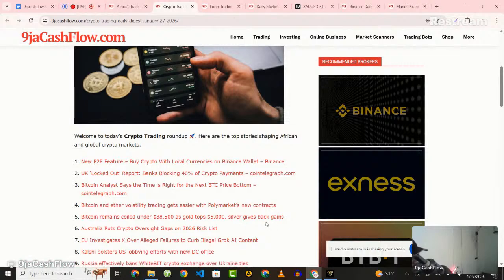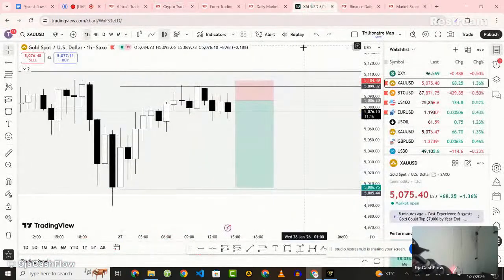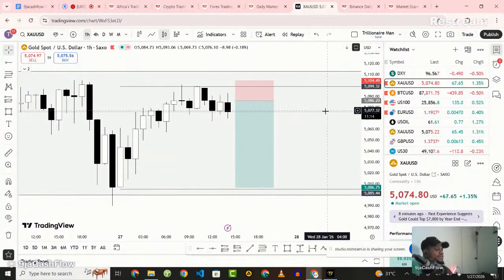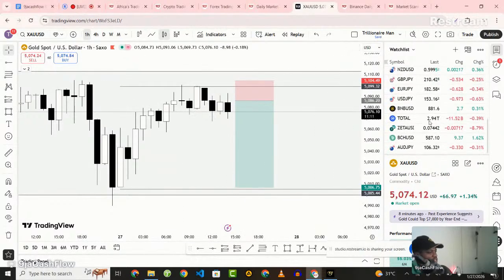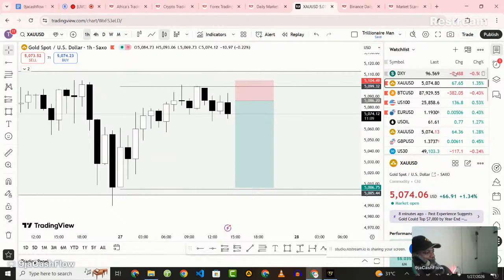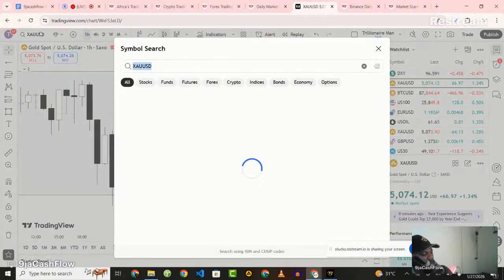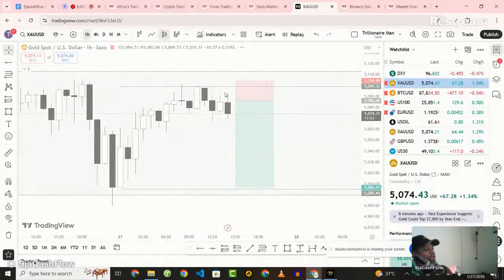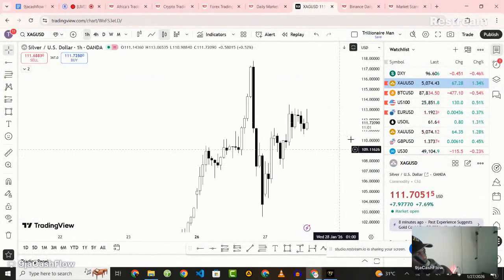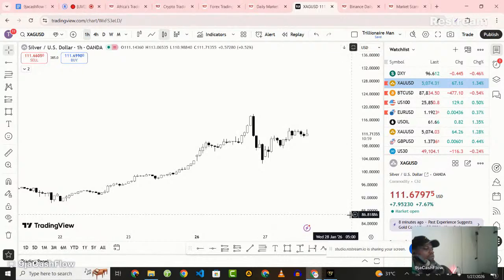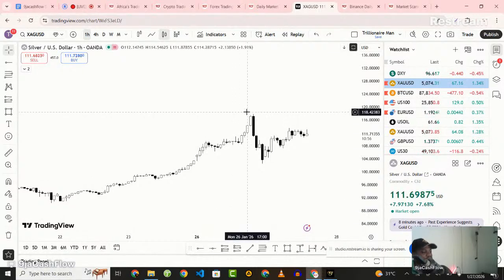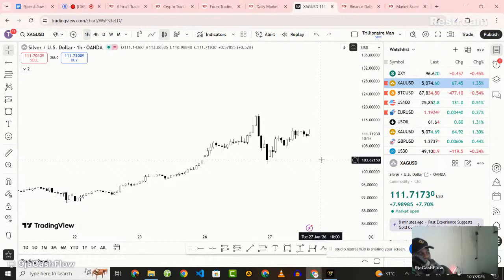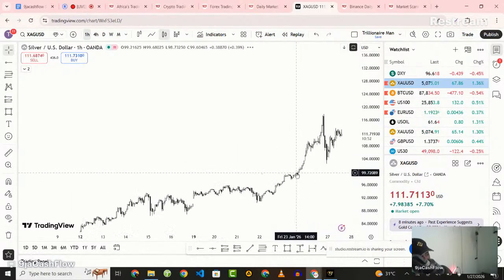Okay, they say silver gives back gains. Let's check silver. Silver is XAG, XAG USD. This is silver. Silver got to 118. Wow, this silver has been pretty bullish.